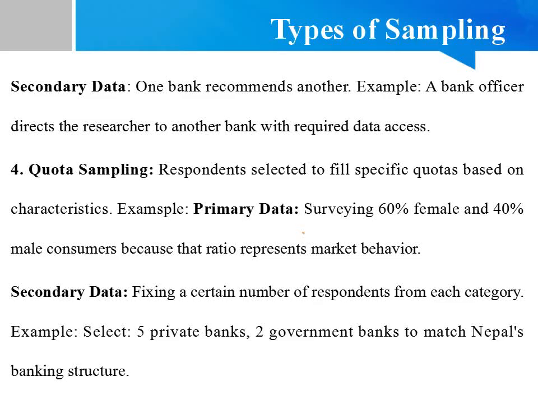4. Quota sampling. Respondents are selected to fill specific quotas based on characteristics. Example: primary data, surveying 60% female and 40% male consumers because that ratio represents market behavior. Secondary data, fixing a certain number of respondents from each category. Example: select 5 private banks and 2 government banks to match Nepal's banking structure.